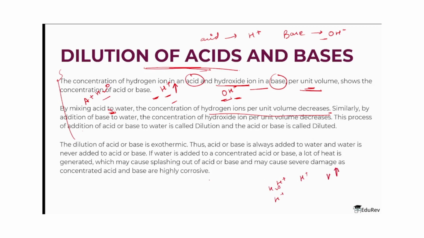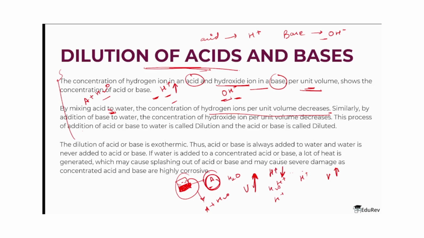Correct? Because initially, suppose this is my container and this red part which I filled with color is the amount of acid present in my container. Now, when I add water, suppose I added this much water, and it all mixed. So now this contains acid plus water. So the volume increased. But the concentration of H positive ions decreased per unit volume.